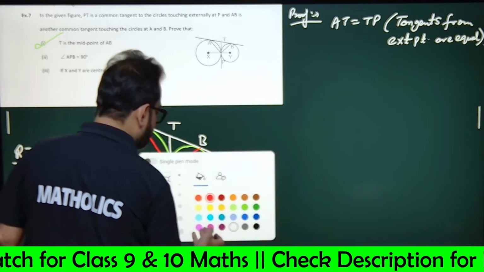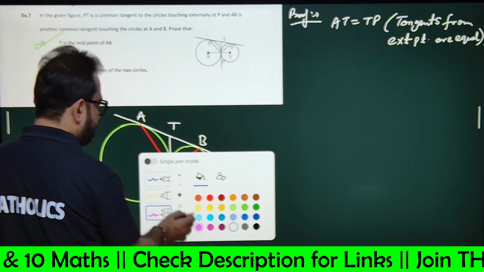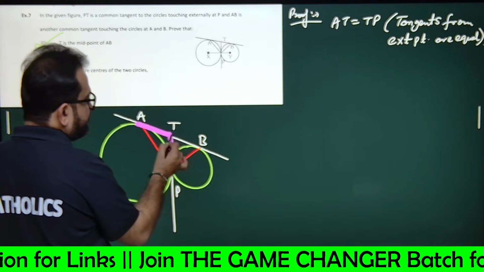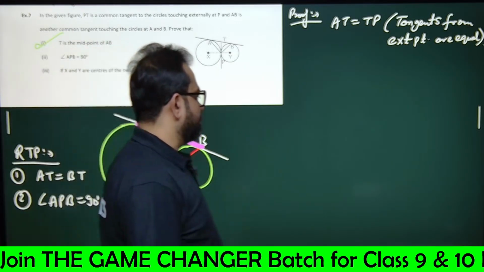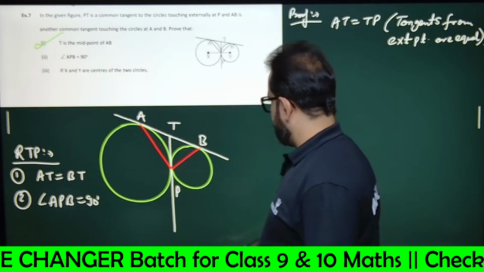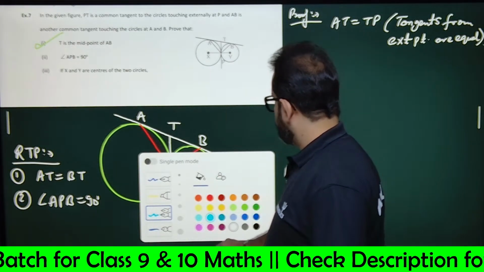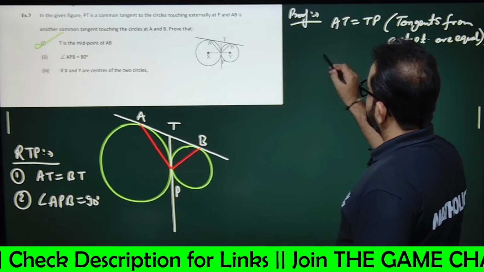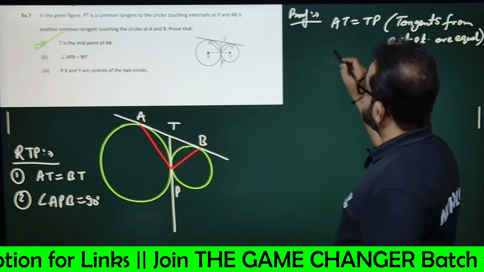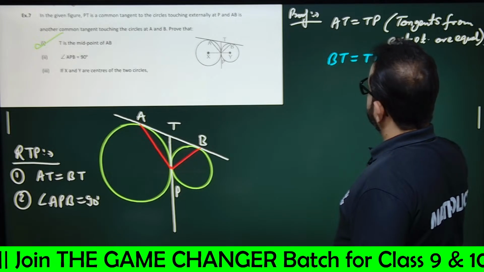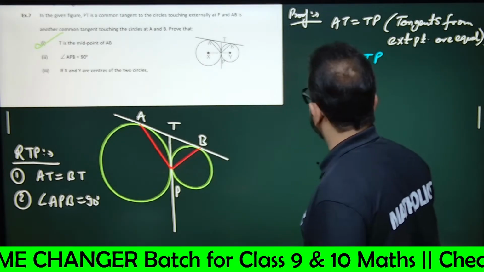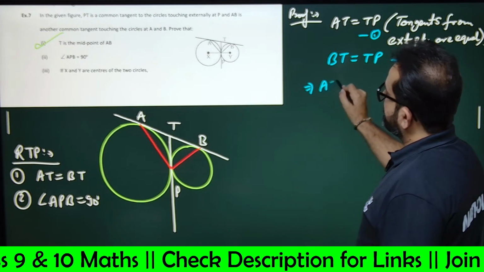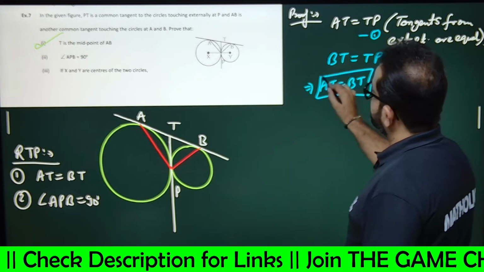This AT, I must draw with this pink color. This AT, is it equal to this TP? Also this TP is equal to TB, BT. Yes or no? I can also write that AT equals TP and BT equals TP. This BT is also equal to TP. So if this is 1, this is 2, from 1 and 2, TP, TP same, it implies AT equals BT. First part is done.